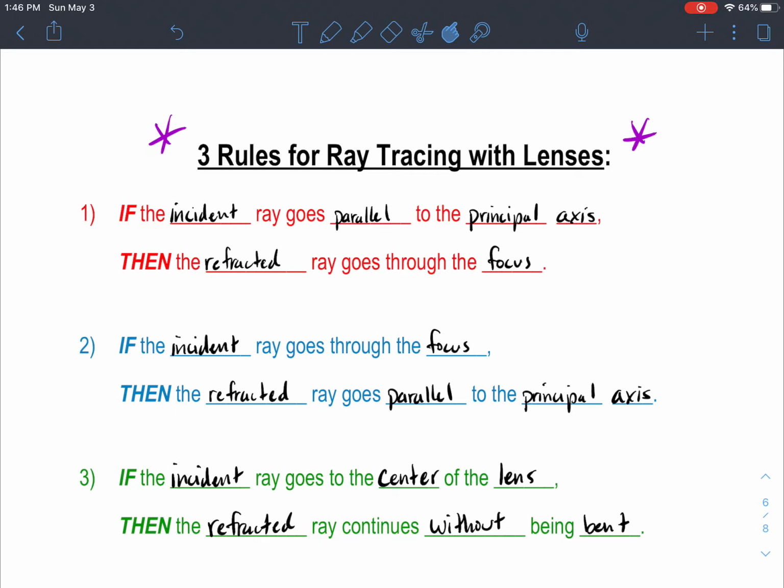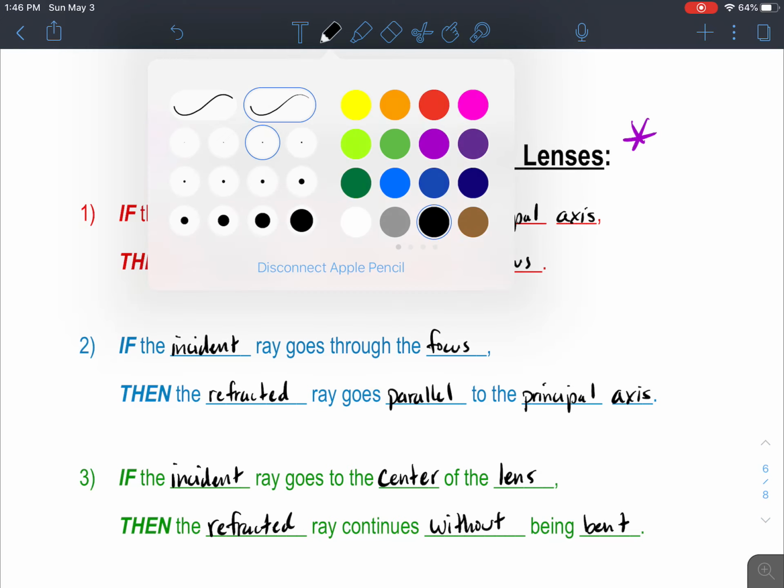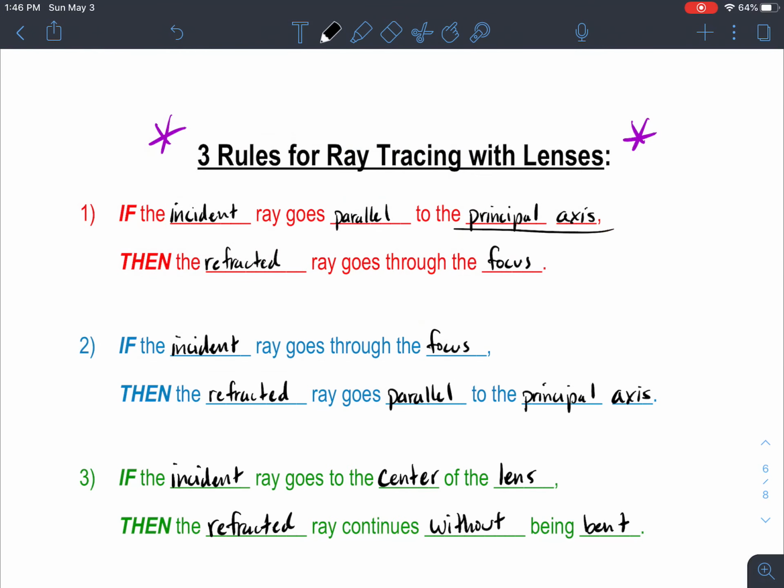Okay, so let's talk about some of these rules here. The first rule here, we're going to be talking about very similar vocab words like principal axis. That's going to be very similar to the same type of principal axis that we used in mirrors. Okay, but the first rule says, if the incident ray, so the ray coming into the lens, is parallel to that axis, then the refracted ray, the one that gets bent, is going to go through the focus. Okay, so that's rule number 1.